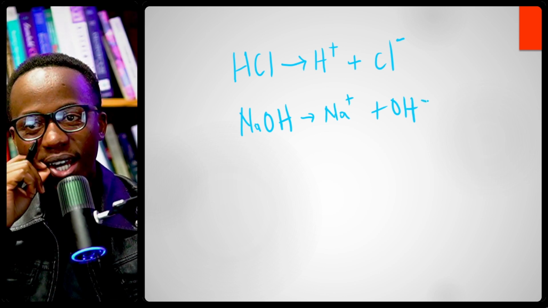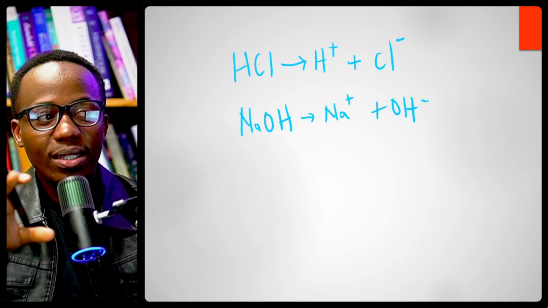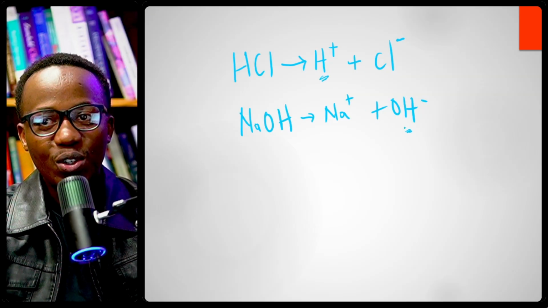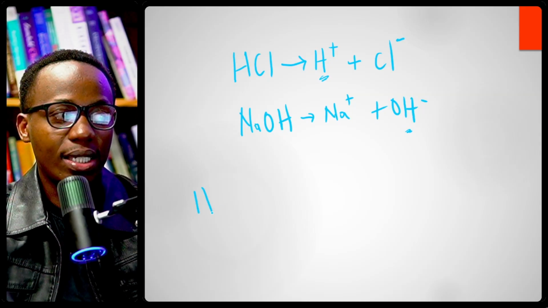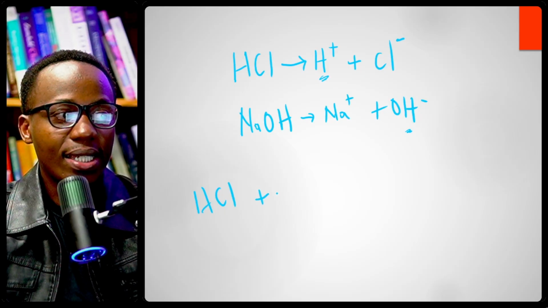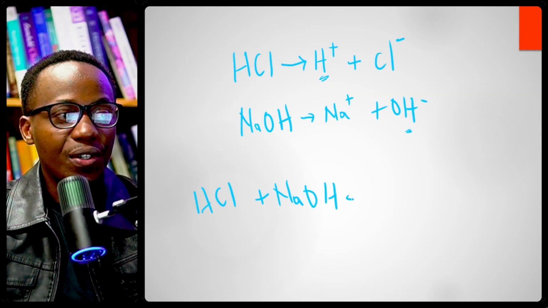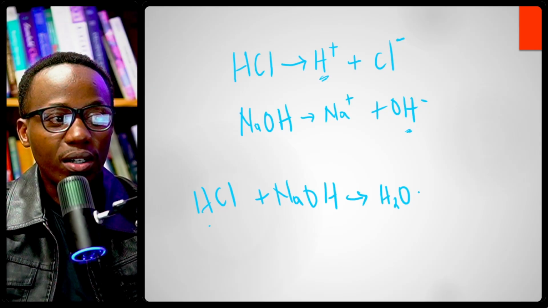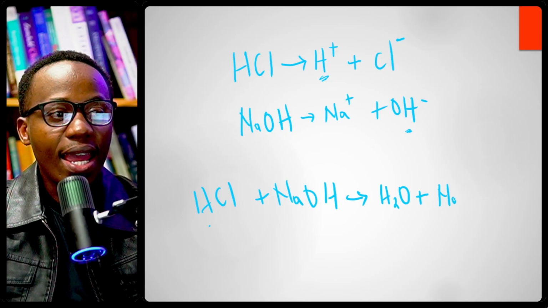Well, something very interesting happens when you take a strong base plus a strong acid. If you can see this, this is H plus and OH minus. Do you know what that gives us? It gives us water. So if you take HCl plus NaOH, guess what you get? Hydrogen binds to OH to give us H2O. That's water. And then guess what? Chlorine binds to Na to give us NaCl.